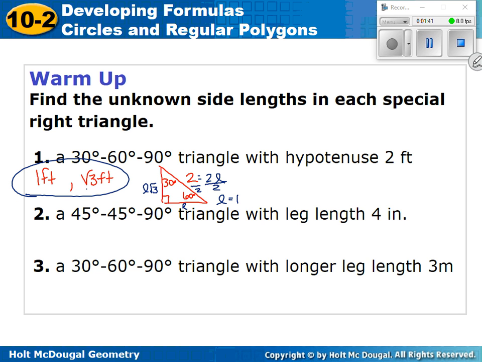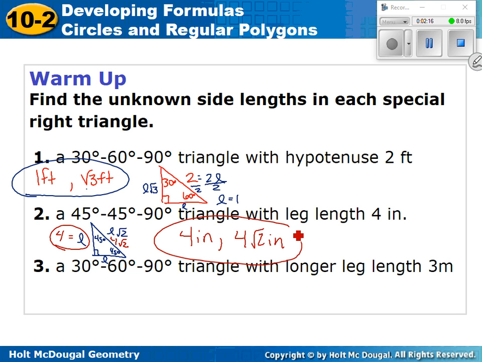Okay, let's try number 2. Number 2 is a 45, 45, 90 triangle. That changes. What's across from the 45s? 4 in the problem, but L in our formula. And what's across from the 90? L square root of 2. They tell us one of the legs is 4. So what's the other leg? 4 inches. And if L is 4, then what is the hypotenuse? 4 square roots of 2 inches. Don't forget your units. Questions on number 2?